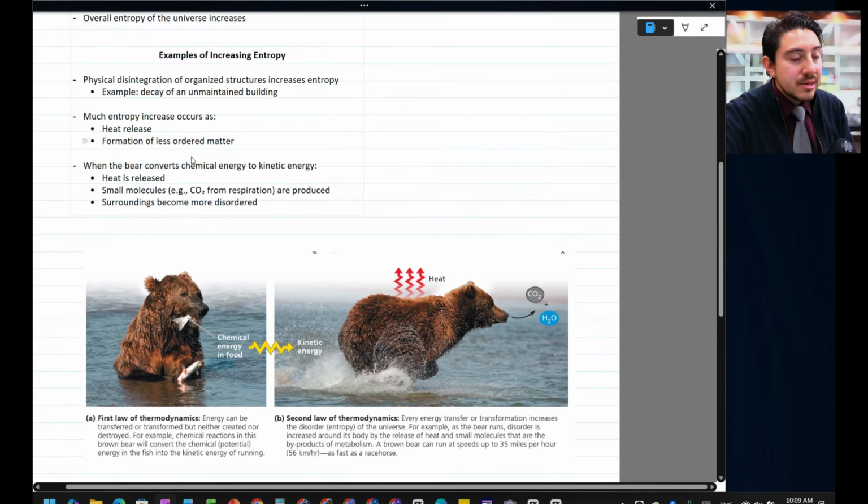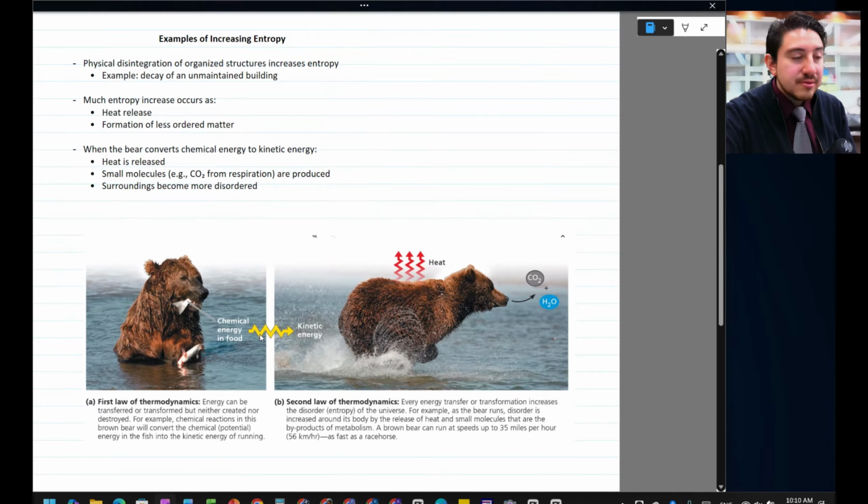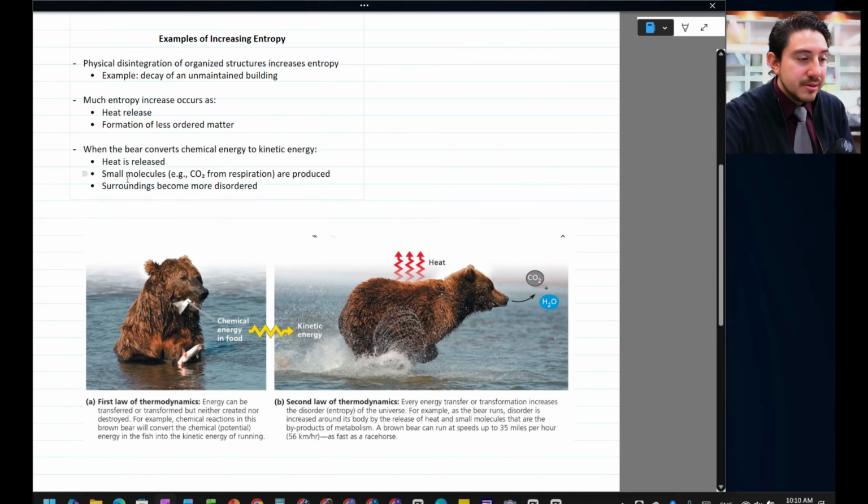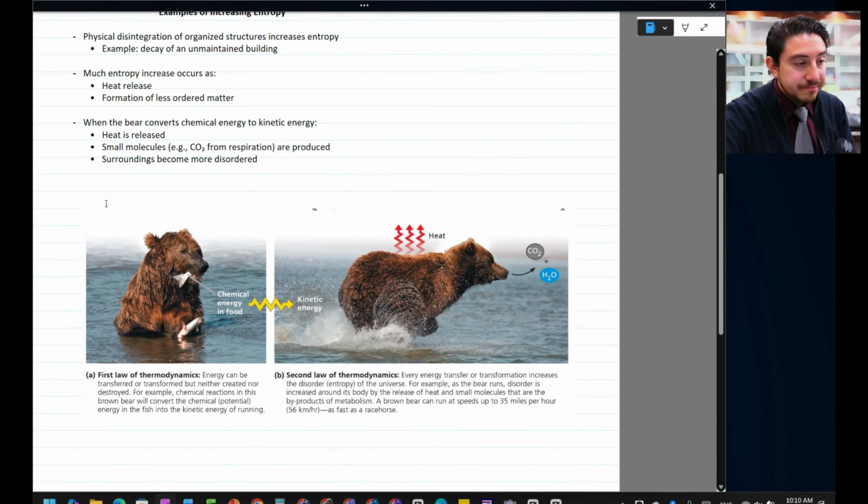Going back to this image of the bear, it has eaten, it got the fish, and as it's breaking down the food, it's going to be using that energy to move about. It's converting chemical energy to kinetic energy. And in all these chemical reactions and energy conversions, heat is released. As heat is released, that's going to move the particles more, but you're also adding particles into the environment, carbon dioxide and water. So the surroundings overall will become more disordered.